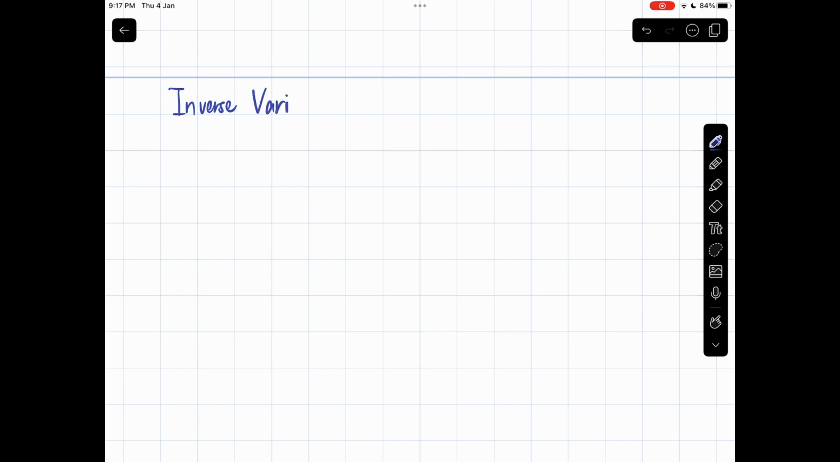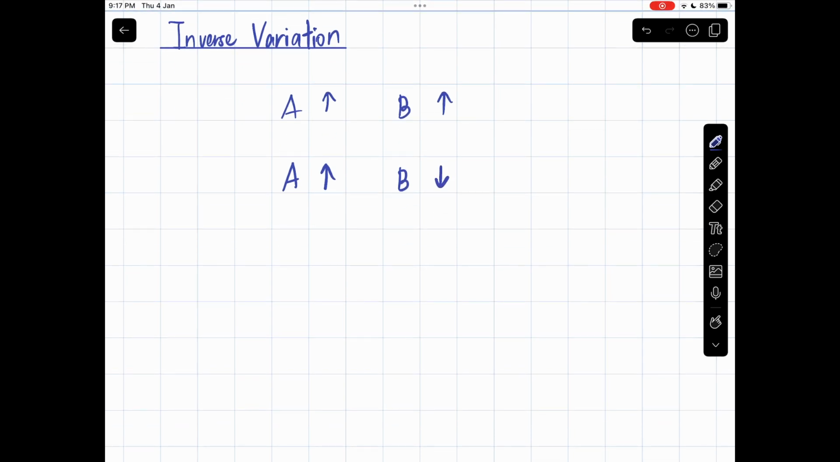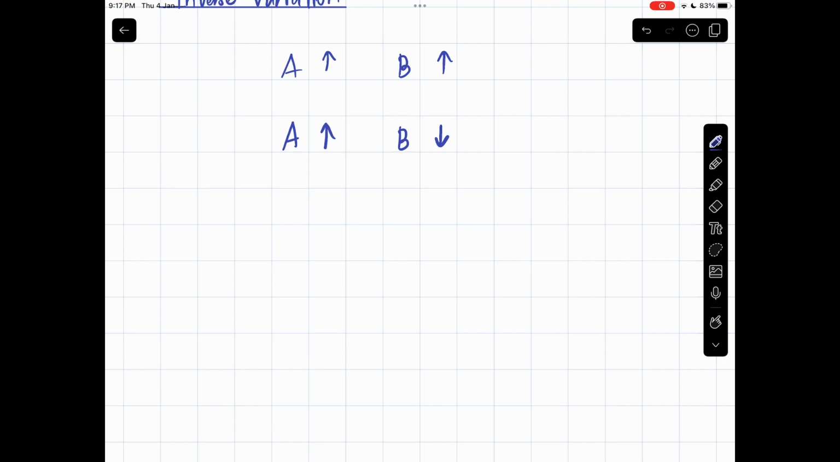Inverse variation. By definition, inverse refers to something being in the opposite state or the reverse. Inverse is more like the reverse. To give an example, direct variation is when a quantity increases, the other quantity also increases. For inverse variation, it's the exact opposite. When A increases, B will decrease. This is how inverse and direct variation differ. For inverse, when A increases, B decreases.